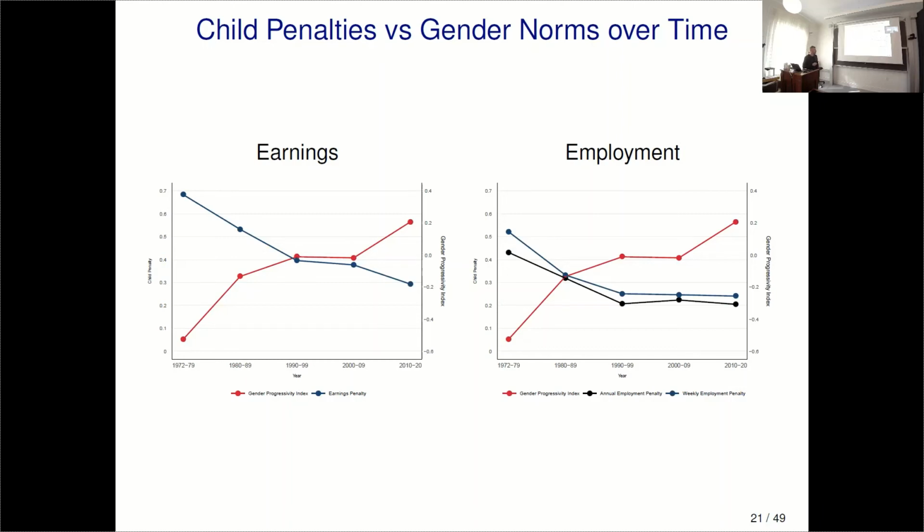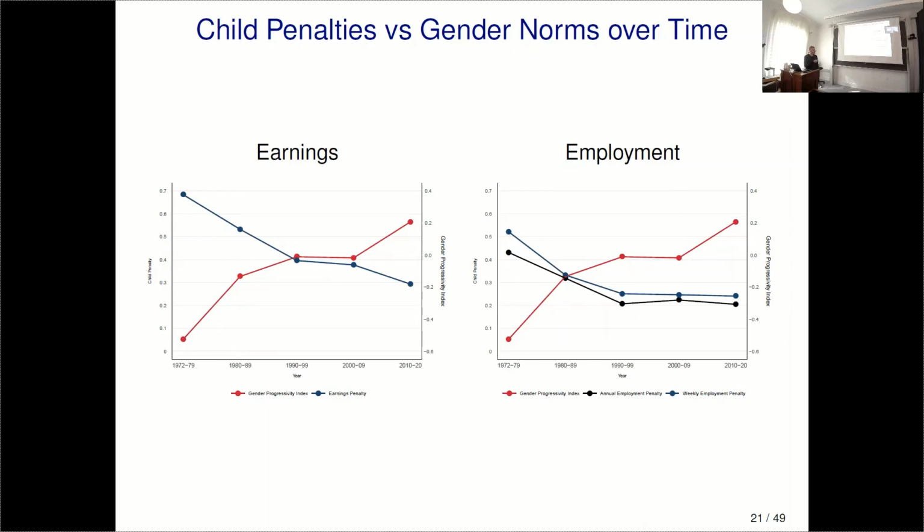For earnings, it's really quite perfect that you have very big increases in gender progressivity in the 70s and 80s. And that's also the time in which child penalties really fell in the US. And then there's a period of more stability in the 90s and 2000s, and gender progressivity is also not increasing much during that period.